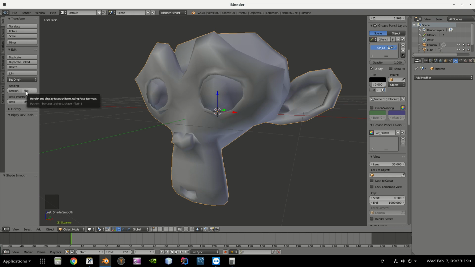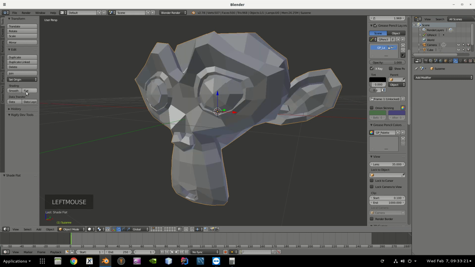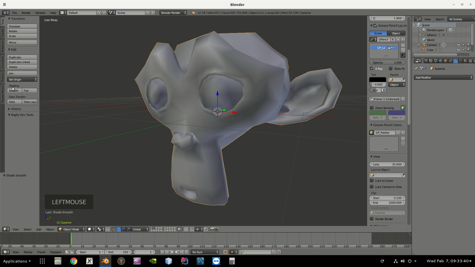Is this clear? Okay. So if you look at the geometry, exactly how this is composed, how many faces do we have? 500. And how many triangles? 968. So if I just click on the smooth shading, now it's smoother. Do we have any change? The number of vertices, the number of faces, the number of triangles, they're still the same.